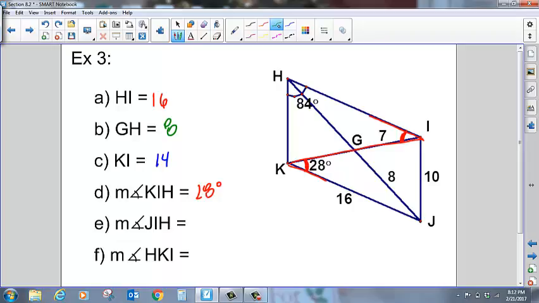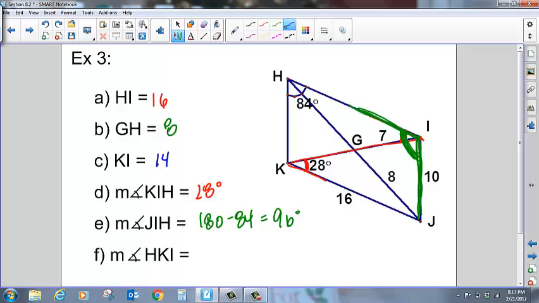Next, we want angle JIH. So that goes from J to I to H here. So now we're looking for this piece. So we're looking for this entire angle measure in here. Now the angle measure that we are given for the parallelogram is this 84 degrees. Now this 84 degrees and this angle here are consecutive angles, so that means that they add up to 180 degrees. So to find this green angle, we're going to take 180 and subtract 84, and that is going to give us 96.